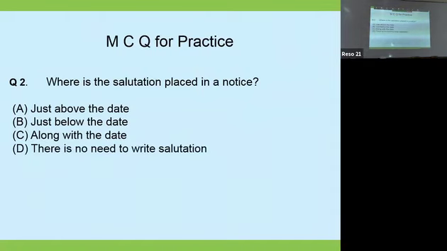What is a salutation? First tell me that, then we talk. Dear sir, dear madam, respected, yes, my dear, and so on. Does that come in a notice? No, it doesn't. So the correct option is D. There is no need to write the salutation.